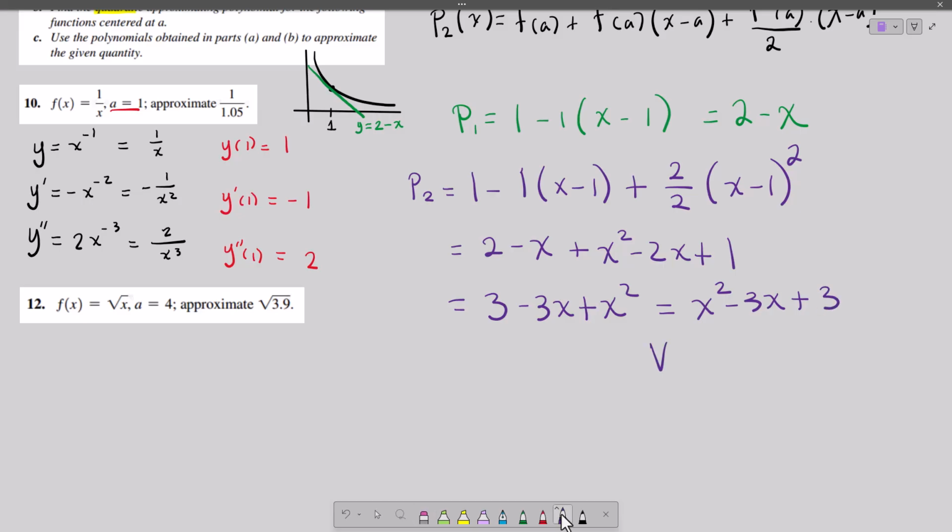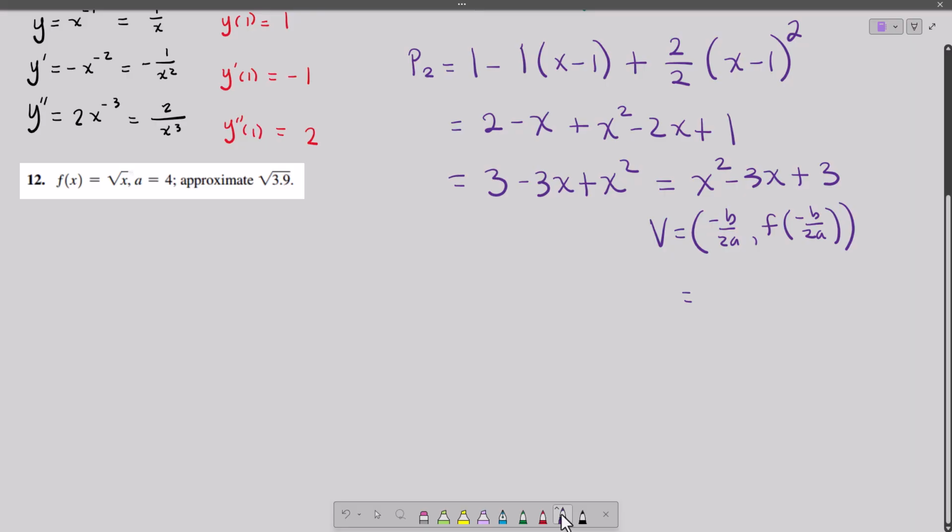So what is the vertex here? The vertex is negative b over 2a. And then to get the y-coordinate of the vertex, you plug it in. So the vertex x-coordinate would be negative b, which is 3 over 2. And then if you plug 3 over 2 in here, you're going to get 9/4 minus 9 halves, which is minus 9/4, plus 3, so minus 9/4 plus 12/4 is 3/4.